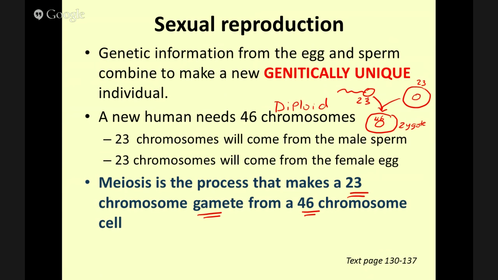So you have to halve the number of chromosomes to put into your gamete. Sperm is a gamete, and the egg from the female is a gamete, and the two gametes get together to form the zygote. And remember, this zygote is going to be a new genetically unique individual. It's not going to be exactly like the dad. It's not going to be exactly like the mom. It's going to have its own genetically unique combination of chromosomes and genes.